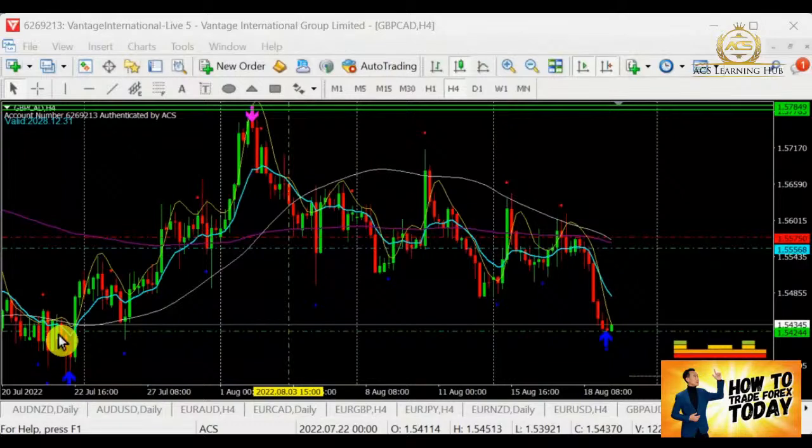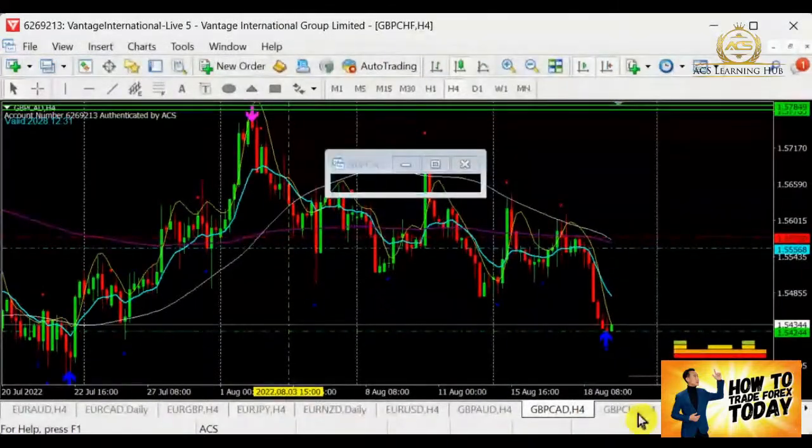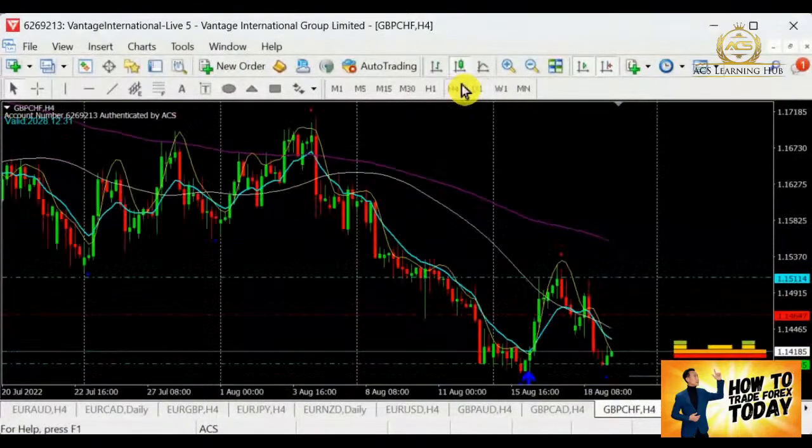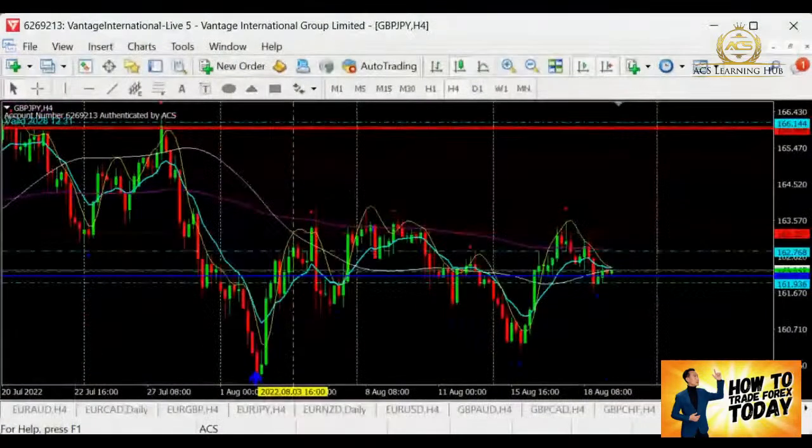Next will be Pound Franc. Let's take a look at Pound Franc. Pound Franc, we are on the support. So this is very clear cut. Today, it's a retracement day.